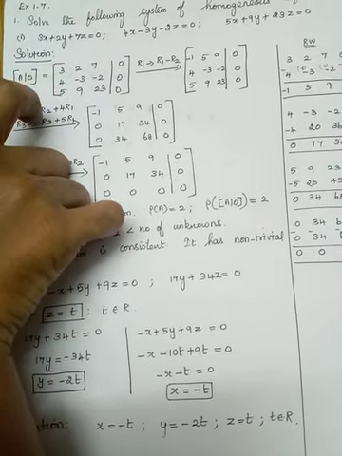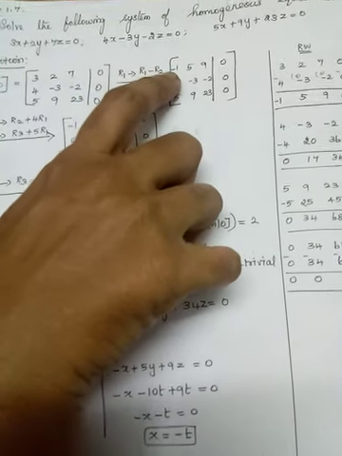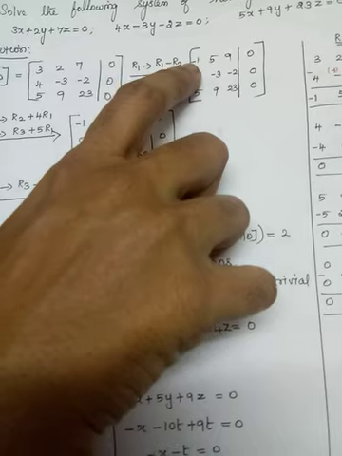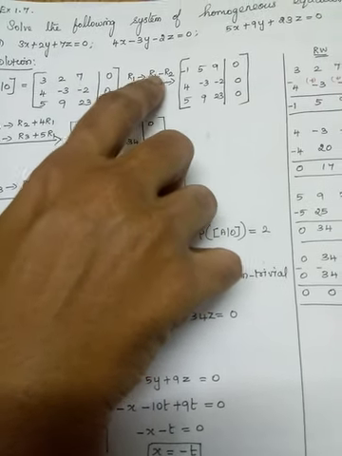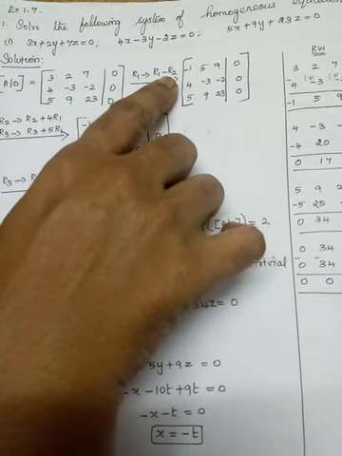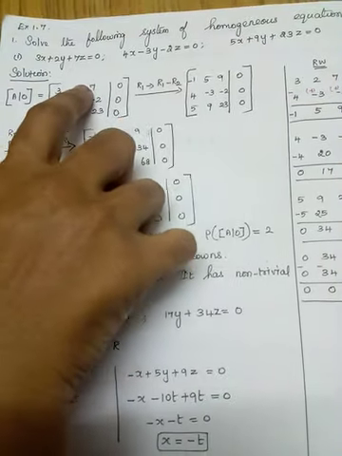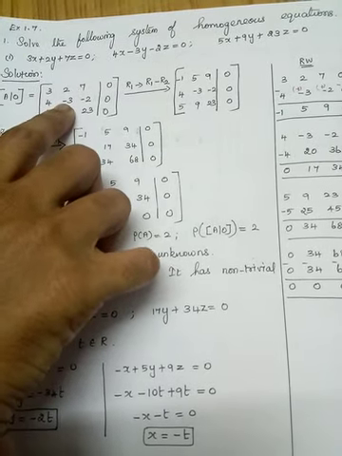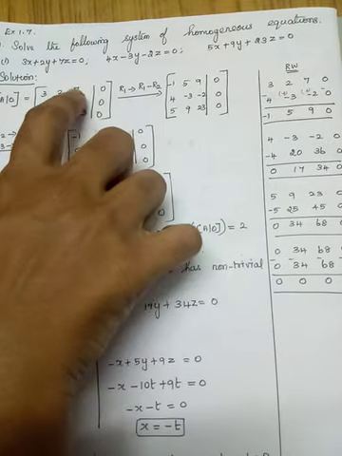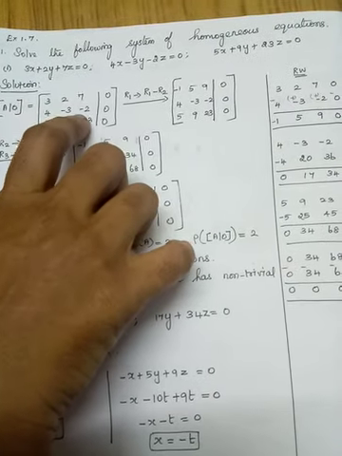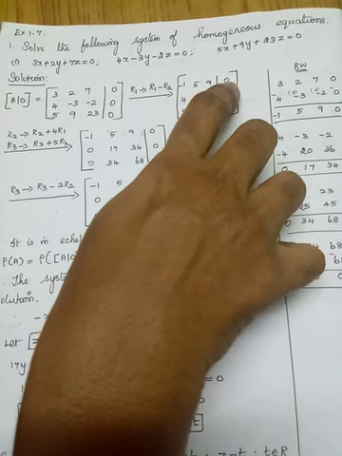To avoid that, what I did is make this element 1 or -1. For that I did the transformation R1 implies R1 minus R2. So see that 3 minus 4 is -1. 2 minus of -3 is +3, so 2 plus 3 is equal to 5. The same way, 7 minus of -2 is 7 plus 2, that is equal to 9.